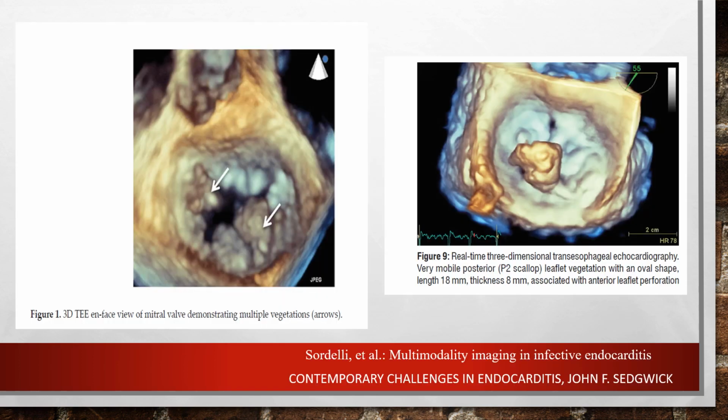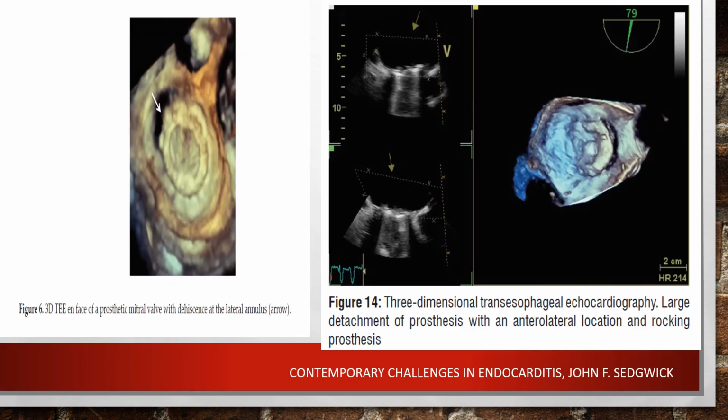So these are examples of vegetation as seen on 3D. As you can see here, you have multiple vegetations attached to the mitral valve posterior and anterior leaflets. And this is another example of vegetation, looking at the mitral valve from the atrial side, and as you can see, a large vegetation attached to the mitral valve. Again, for prosthetic valves 3D is really useful, and as you can see here, dehiscence of a prosthetic valve, and also here you see the prosthetic valve has a large area of detachment and dehiscence on the anterolateral side.